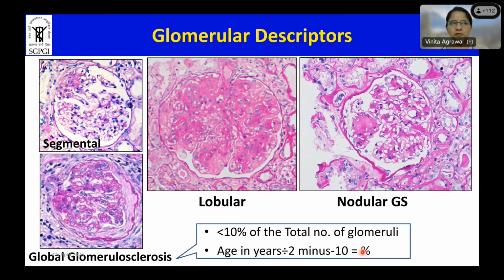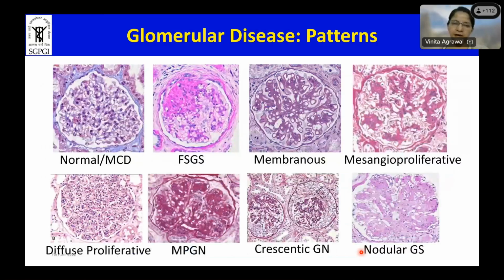So once we know what the terms are and how we define them, and we know the different descriptors that we use, then we should know what the patterns are. Ideally, all glomerular diseases are described by patterns. A pattern could be normal or a minimal change type disease. It could be focal segmental glomerulosclerosis, a membranous pattern where you see the membrane is very highlighted or thick, or a mesangial-proliferative type of pattern where the capillary loops are patent, but the mesangium is increased.